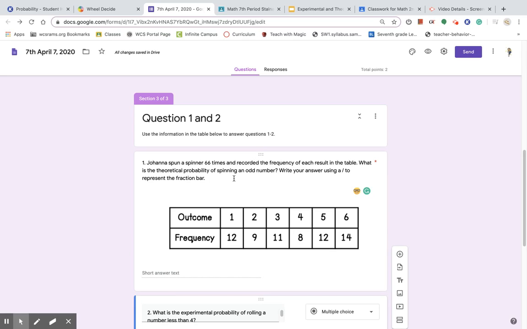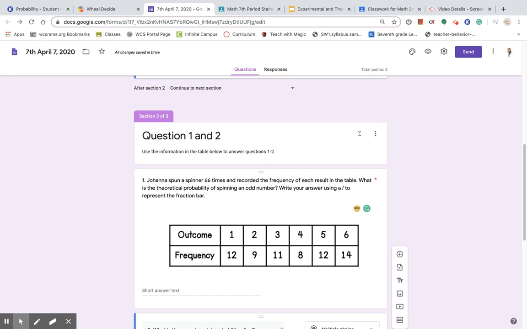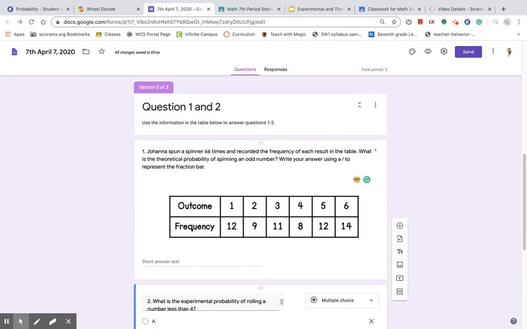All right, so how many numbers do we have? We have 1, 2, 3, 4, 5, 6. So on this spinner, there are only 6 numbers. How many odd numbers are there? Well, there's 1, 2, 3. So what should happen? We're just looking at this column. We're not looking at these numbers, and we're not thinking about 66. So make sure when you get your answer, it's reduced to simplest form.